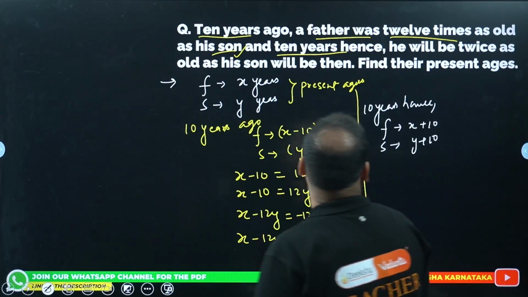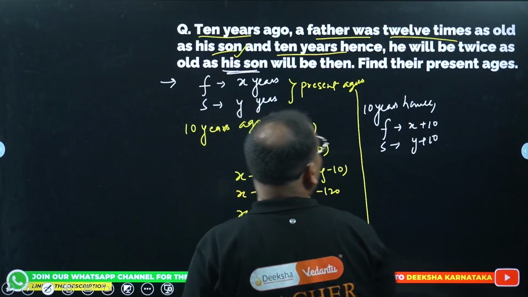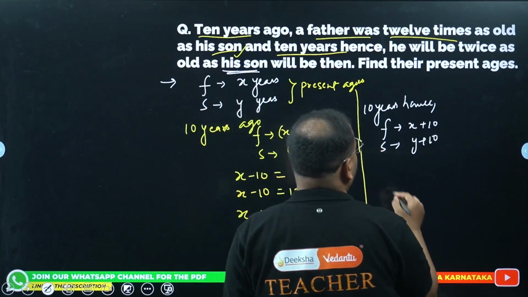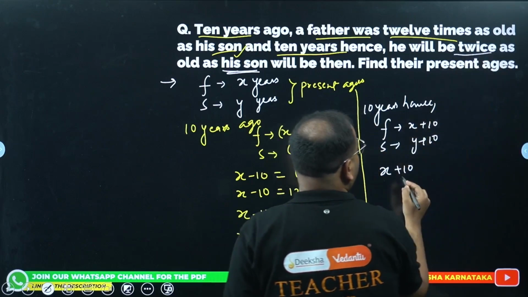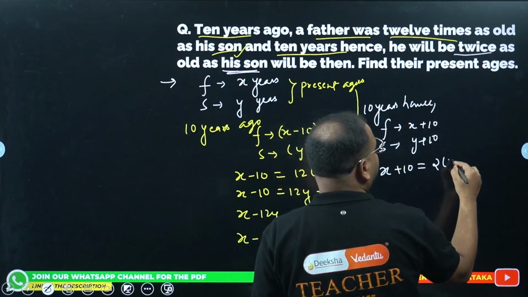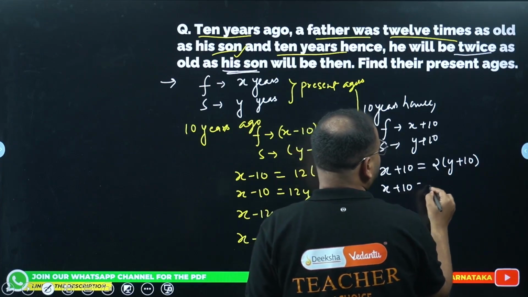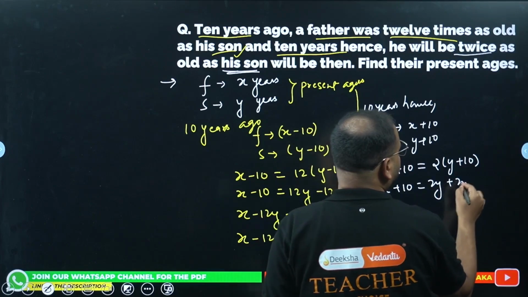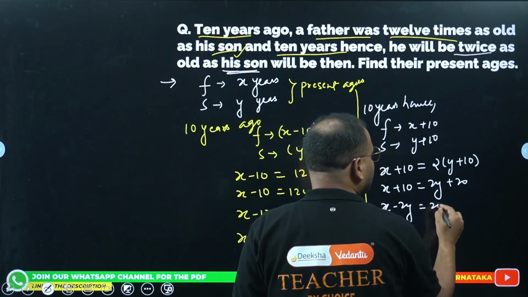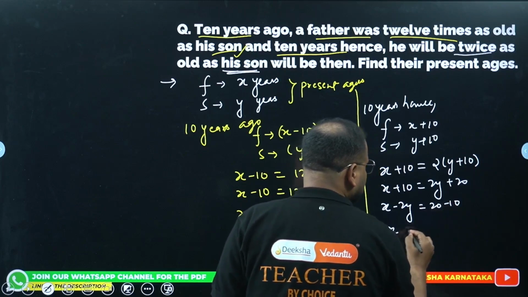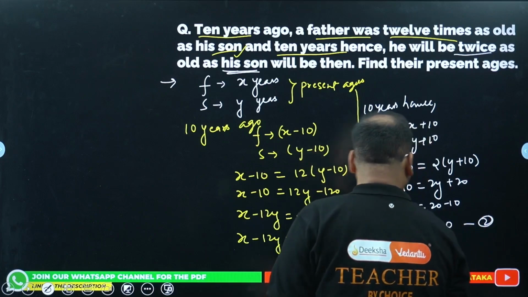The condition is he will be twice as old as son. So now he will be only 2 times as old as his son. So we can write, x plus 10 is written here twice. So x plus 10 is equal to 2 times of y plus 10. Simplify. x plus 10 is equal to 2y plus 20, bring all the variables here, x minus 2y equal to 20 minus 10, which is nothing but x minus 2y equal to 10. This is my equation 2.